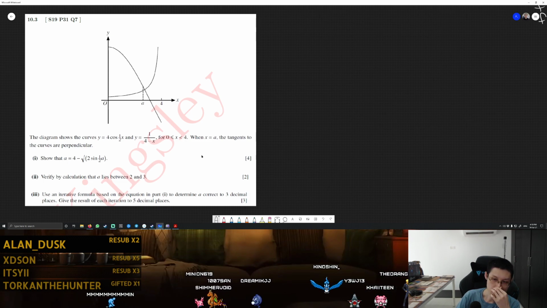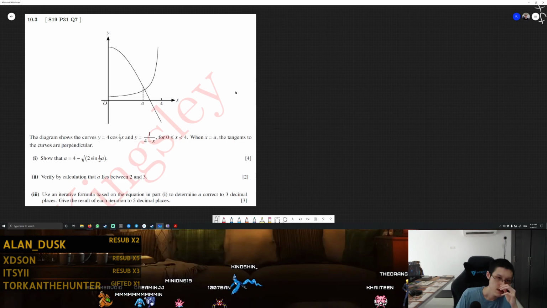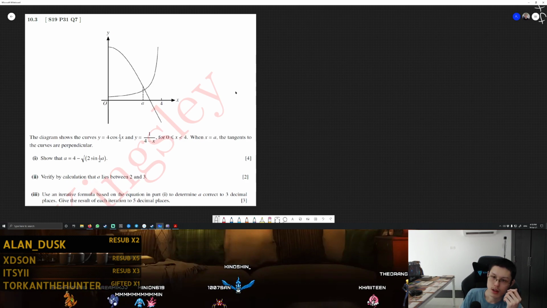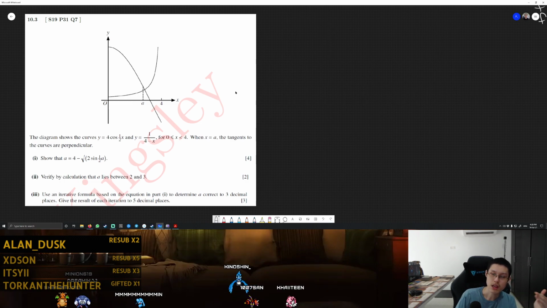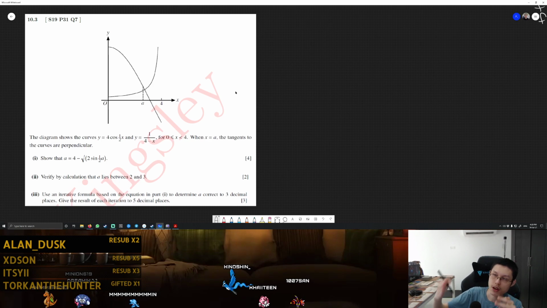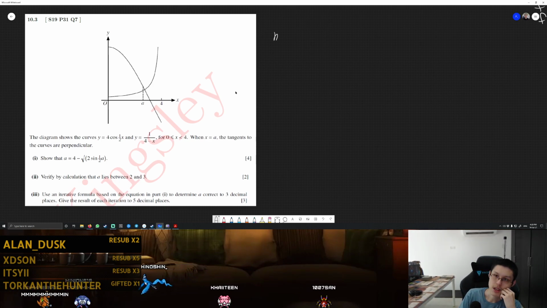So when the tangents of the curves are perpendicular, to find the tangent, you have to do, okay, if they tell you that the tangents are perpendicular, what it means is the product of the gradients of the tangents must be equal to -1, okay? So the gradient of curve number 1 times the gradient of curve number 2 must be -1. So how do I find the gradients of curve 1 and curve 2?